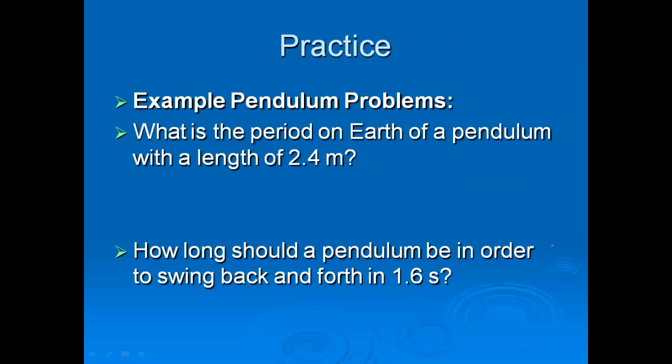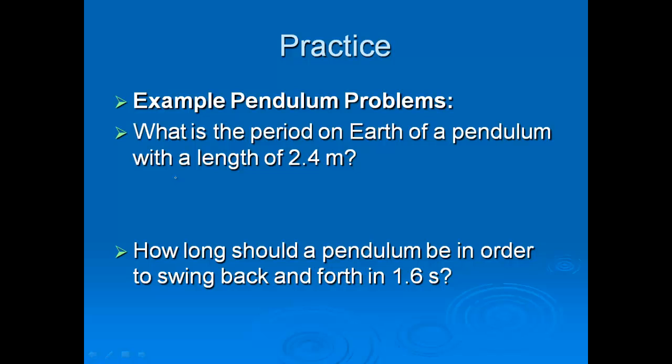So here are two problems that we're going to work on in the podcast, and then we will also talk about these and do some more tomorrow in class. So the first thing we want to do is talk about what is the period on Earth of a pendulum with a length of 2.4 meters.